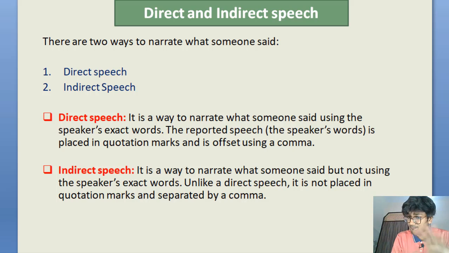What is a direct speech? Very simple as the name goes. It is a way to narrate what somebody said, somebody's message, using the exact words of the speaker. You do not change it, you do not touch it, right? This message of the person is untouched. And that is why we use quotation marks in the reported speech, which is the part that the speaker said, that you're narrating. We use quotation marks in the reported speech to make it clear that we are not touching it. These are the words directly coming from the speaker. And we also use a comma to offset it from the rest of the sentence, right? To separate it. That is a direct speech.